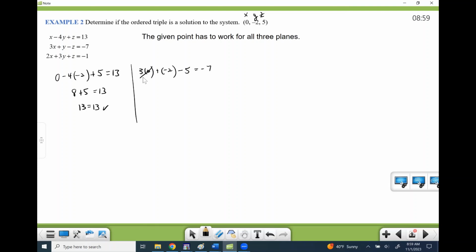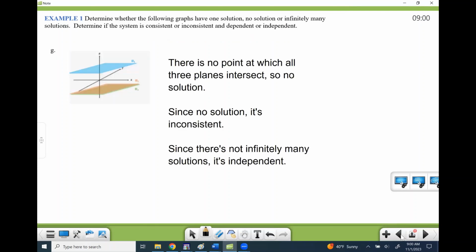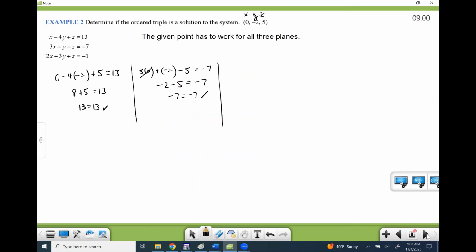So 3 times 0 is gone. This is a positive and a negative, so it'll make -2. -2 take away 5 is -7. So that one worked. So what that means is it's on the first two planes. But who knows, it might not be on the last plane, right? And if we look at that last example, a point could be on two planes and not be on the third plane. So we really do have to check all three.